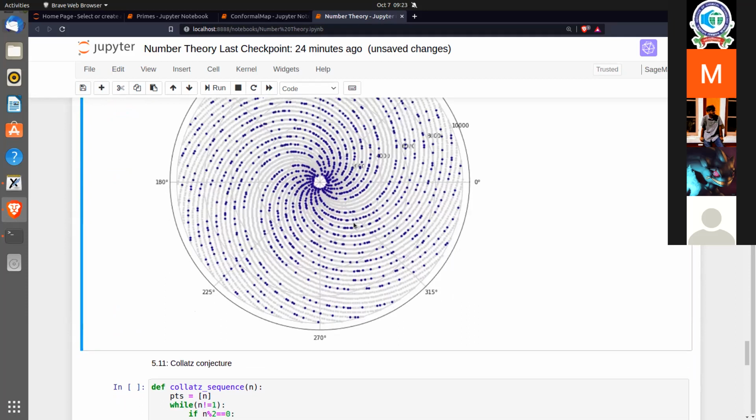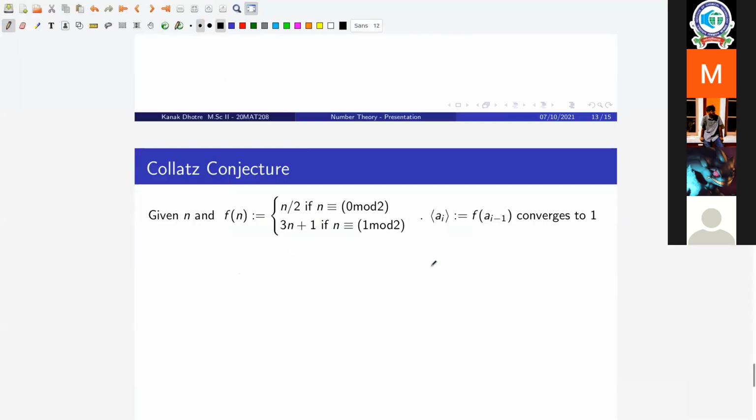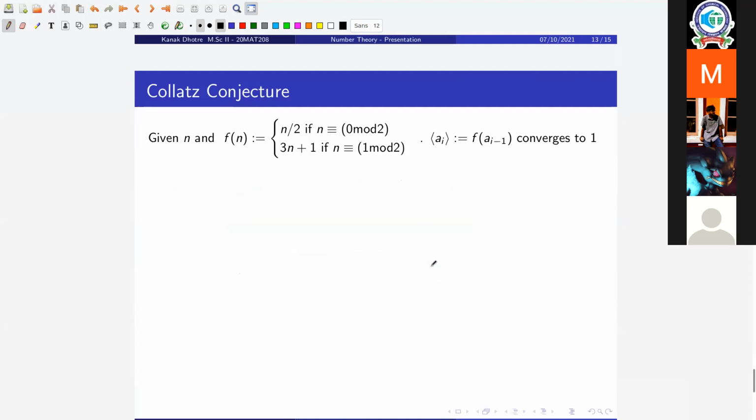Okay. Moving on, there's one other nice conjecture. This won't take long. So essentially the idea is this. You give me any number n. If it's even, I'll just divide it by 2. Now if the resulting number is even, again I'll divide it by 2, so on and so forth. But the moment it is an odd number, I take 3n plus 1.